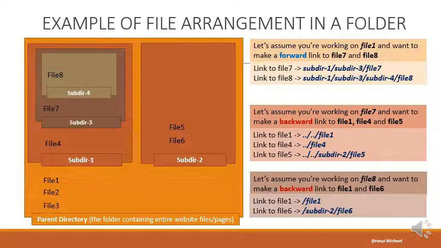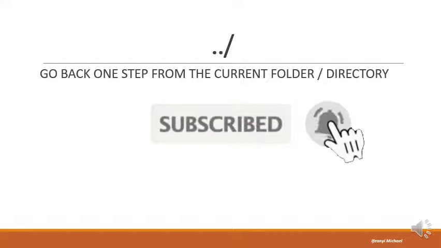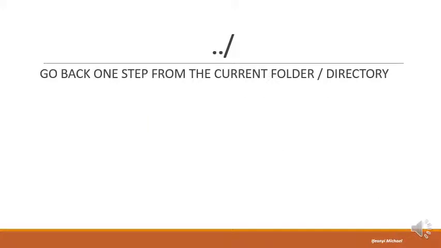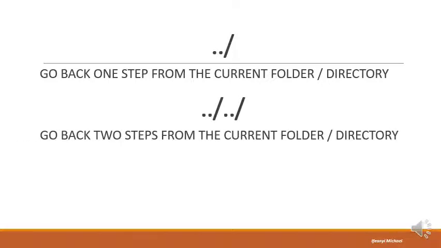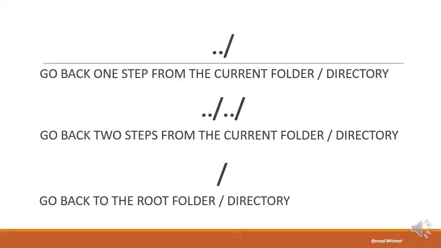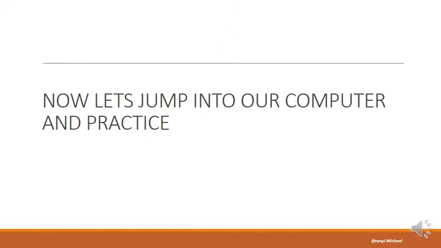So to further refresh your memory, let us explain this. Double dot forward slash, like I said, simply means to go back one step from the current folder or the current directory. Okay, and double dot forward slash and double dot forward slash means go back 2 steps from the current folder or directory, whereas only one forward slash means go back to the root folder or to the root directory. Okay, so now let's jump into our computer and practice what we've learned.